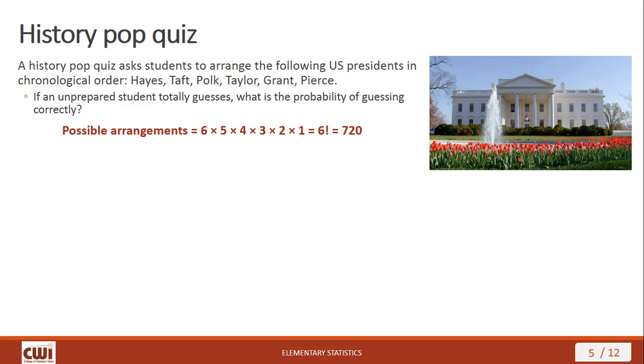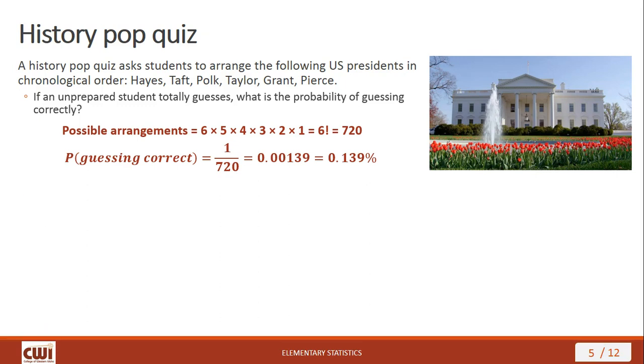The probability of guessing the one correct answer out of the 720 possible arrangements is 0.00139, or 0.139%. So we've got about a 0.1% chance of actually guessing this right if we know nothing about any of these presidents.